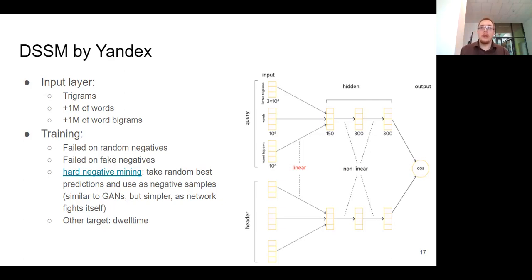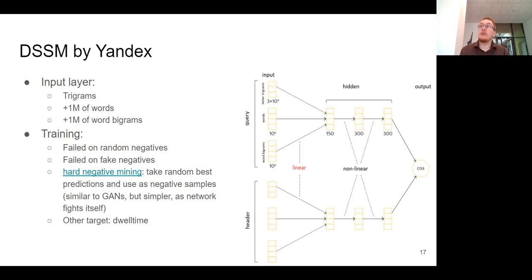GAN, generative adversarial networks, appeared later, where 2 networks fight together, one learning to fake, another learning to distinguish. Here they have a prediction round, and then they take random best predictions and put them into the negative samples at the next stage. Then they train again, they have the new ranking, and they take those which are the best as positive ones, and those which are randomly sampled from the best predictions as negative. So they tried to make their model as selective for the best ones as possible. And this one worked.